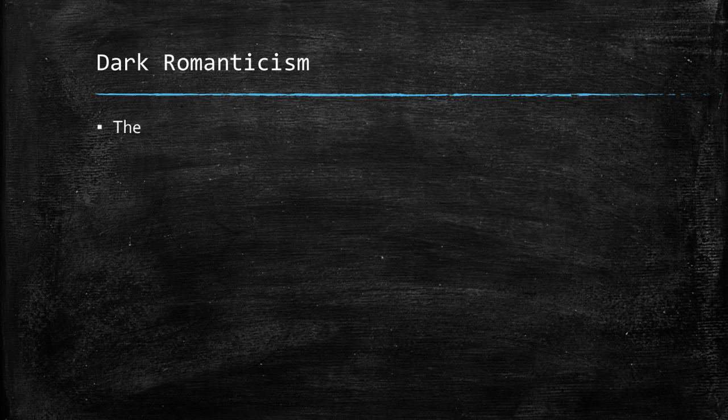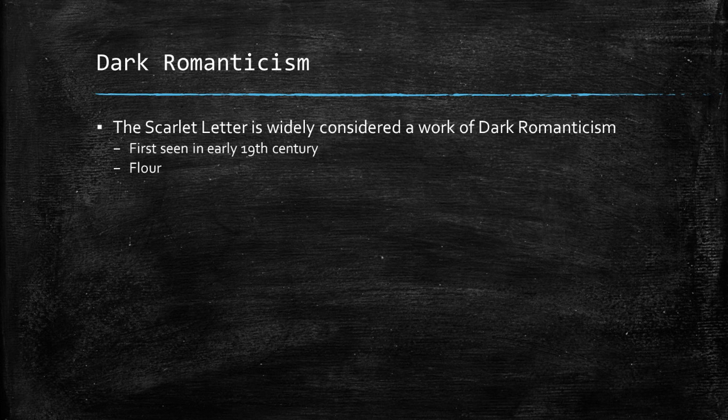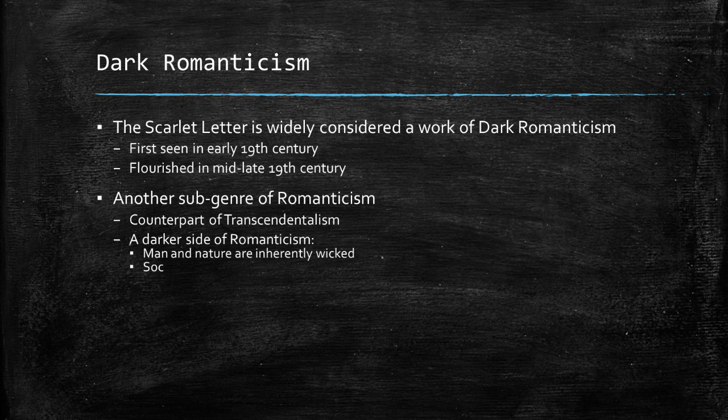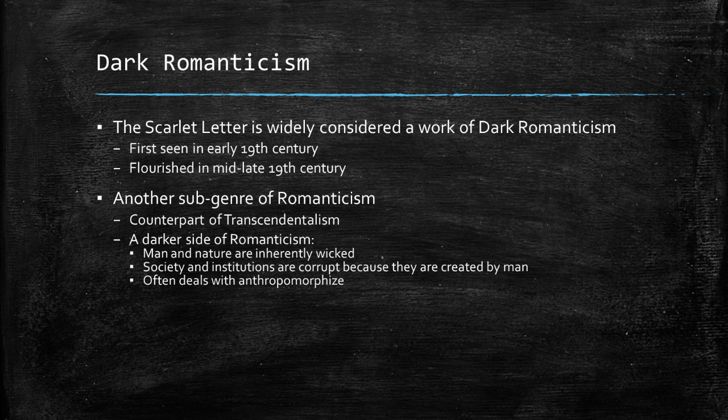Let's talk about dark romanticism. The Scarlet Letter is widely considered to be a work of dark romanticism, which was first seen in the early 19th century, but really didn't flourish until the mid to late 19th century. It's another subgenre of romanticism, which came over to the United States from Europe. Dark romanticism is a sort of counterpart of transcendentalism.